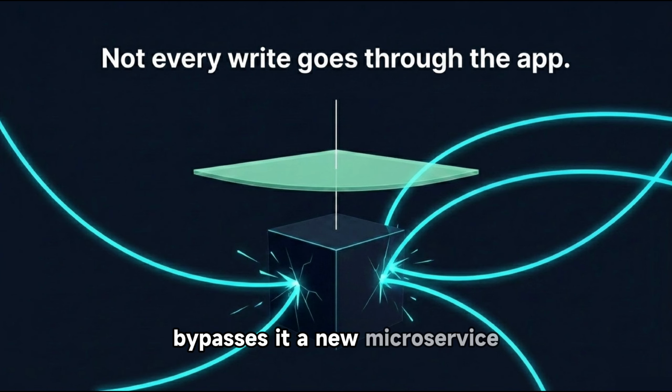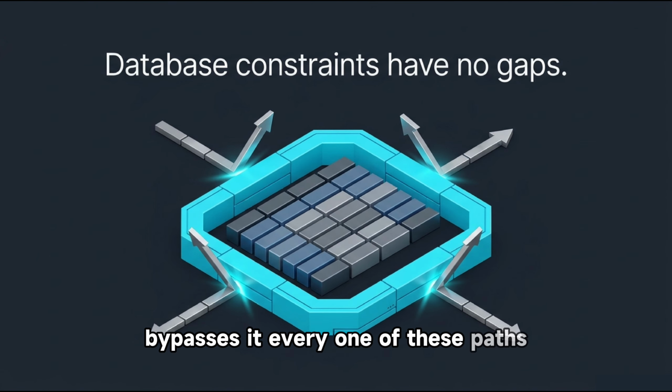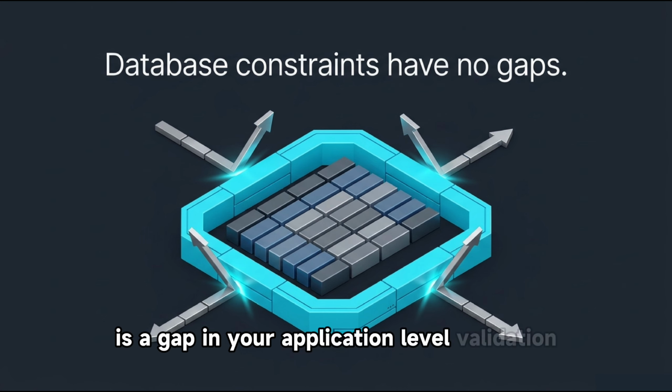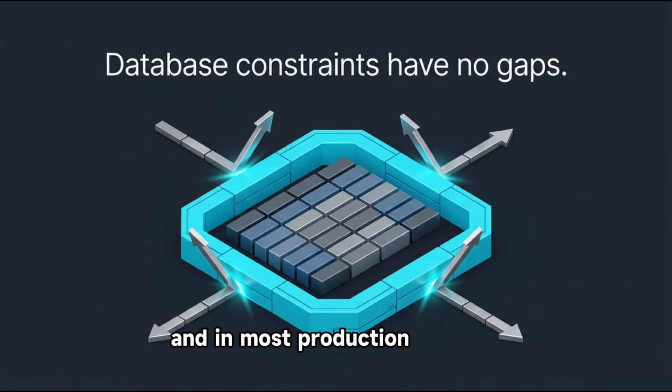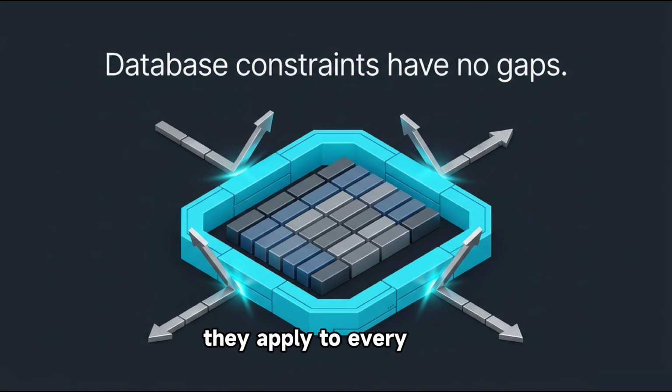A new microservice that someone built without knowing about the validation rules bypasses it. Every one of these paths is a gap in your application-level validation. And in most production systems, all of these paths exist and are used regularly. Value constraints at the database level have no gaps. They apply to every write, from every source, through every path.